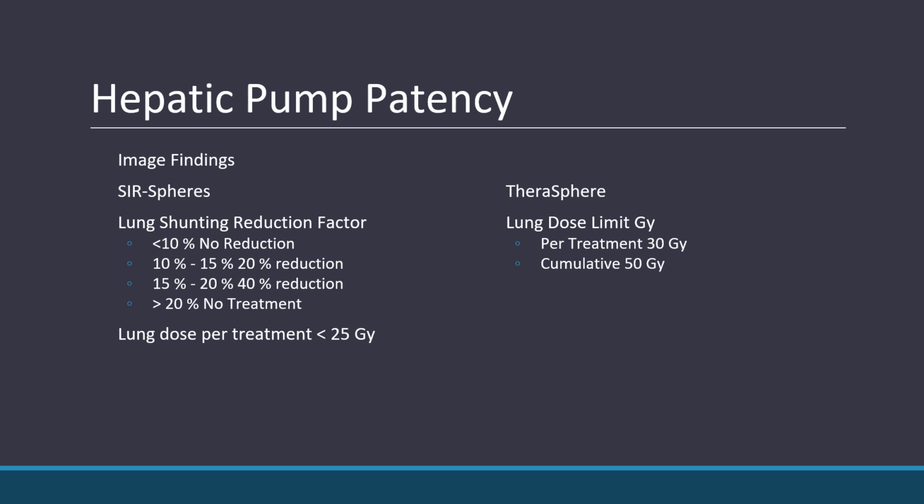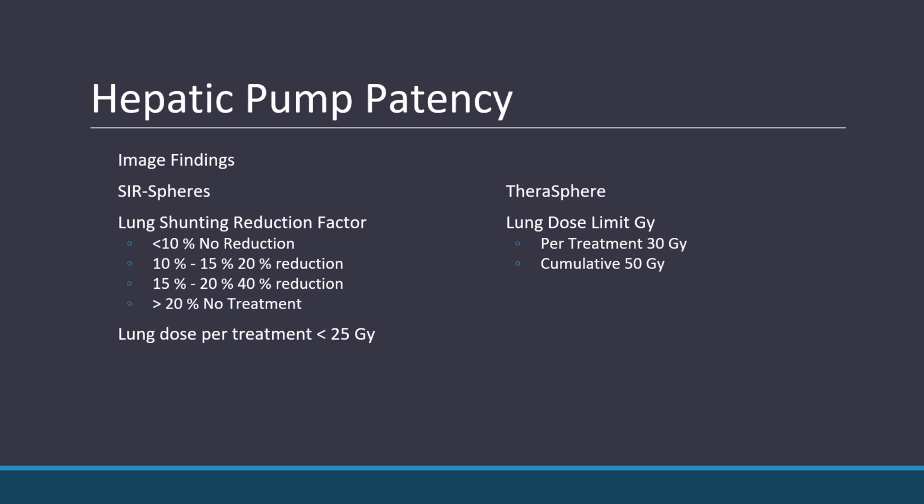So with SIR-Spheres, the lung shunting reduction factor, if it's less than 10, you don't need to reduce the therapy dose. If it's 10 to 15%, then the patient will get a 20% reduction of dose. 15 to 20%, they usually get 40% reduction of their therapy dose. And if it's greater than 20, then the therapy cannot be done. And the overall lung dose per treatment should be less than 25 gray.